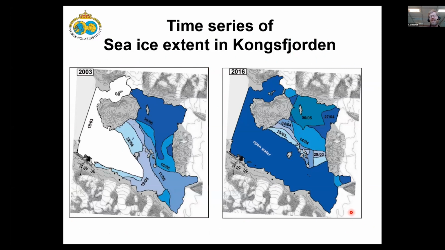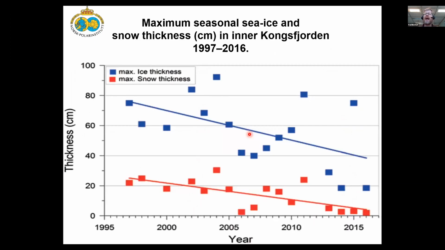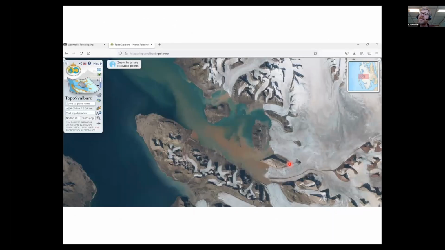The same is true for the sea ice extent in Kongsfjorden. You see a comparison. In March 2003, this was the edge of the sea ice here, compared to 2016, when in March the edge of the sea ice was here. And of course, the ice that is there is thinner. Ice and snow thickness are decreasing. And this has implications, of course, also for fjord ecology.